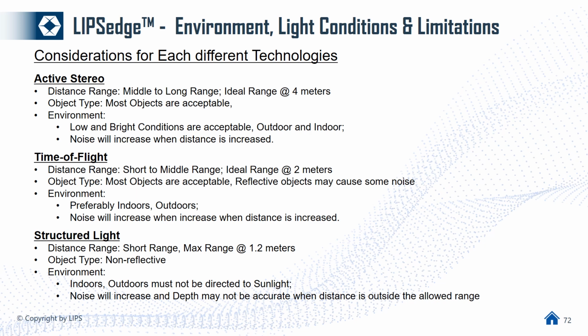And lastly, for structured light, the distance range is short, with a maximum range of 1.2 meters and a minimum distance of 40 centimeters. For object type, non-reflective types. And for the environment, indoors; outdoors it must not be directed to sunlight. Noise will increase and depth may not be accurate when distance is outside the allowed range.